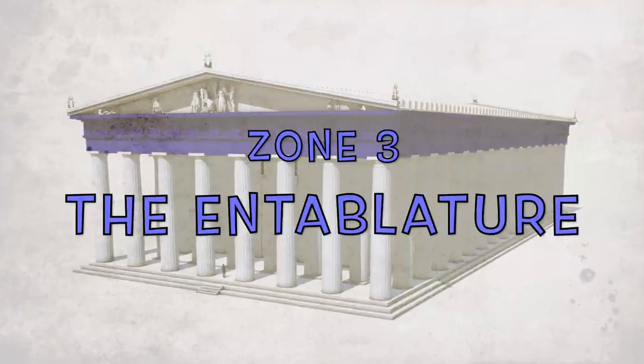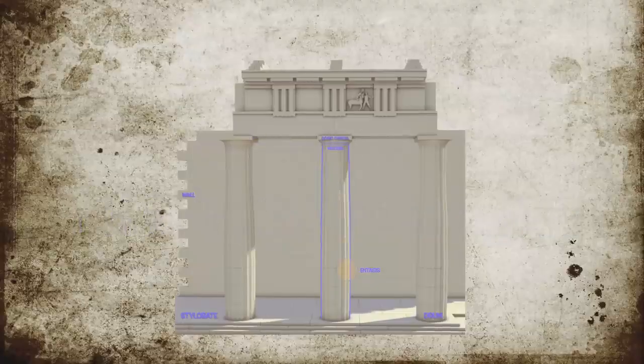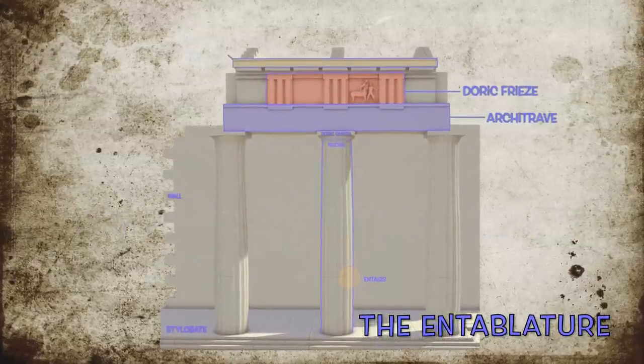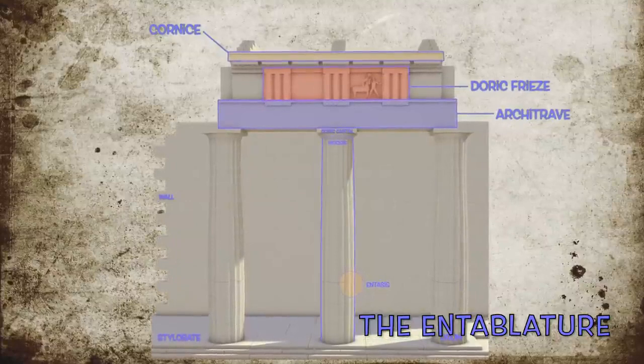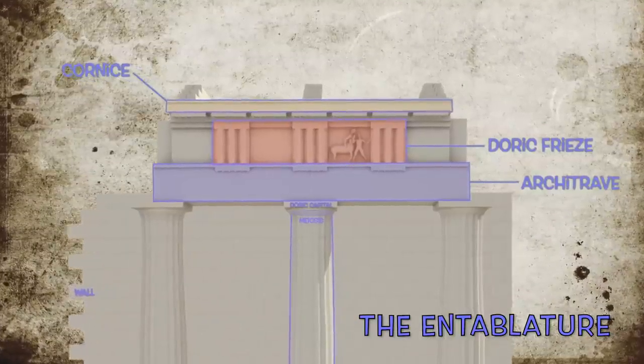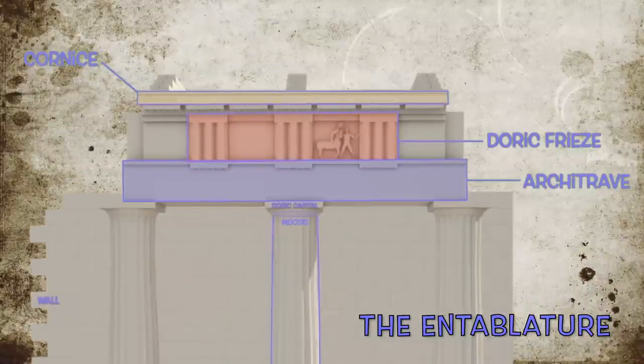Zone 3: the entablature. The Parthenon's entablature consists of the architrave, the Doric frieze, and the cornice. The architrave is the section that rests directly on the colonnade and is typically without decorative elements.